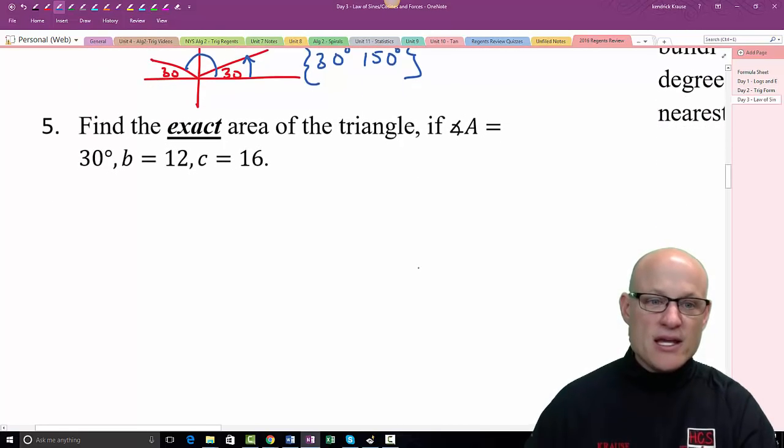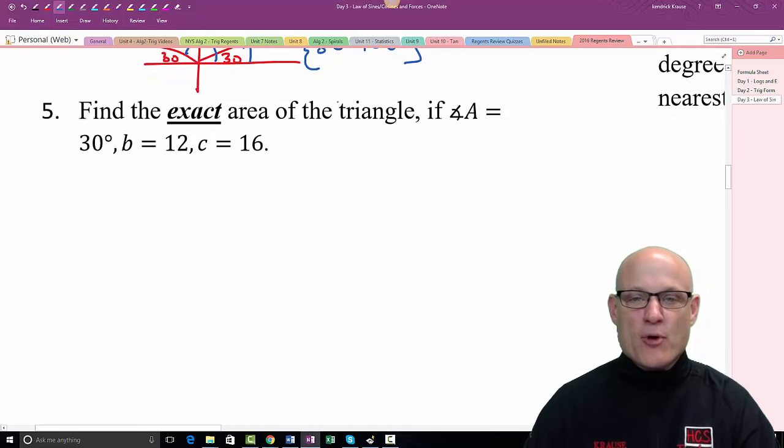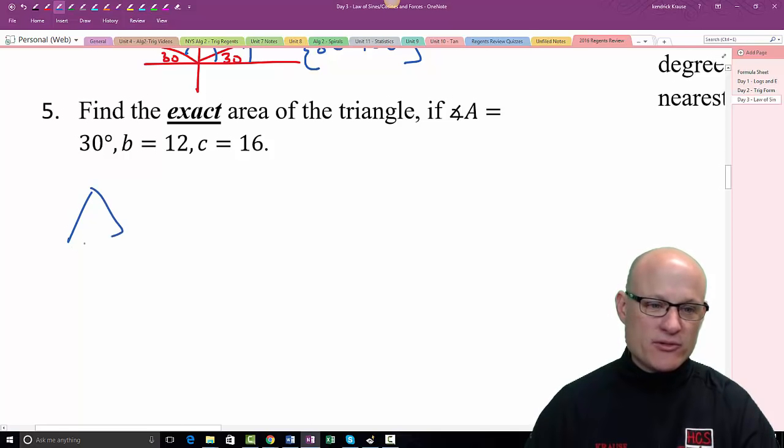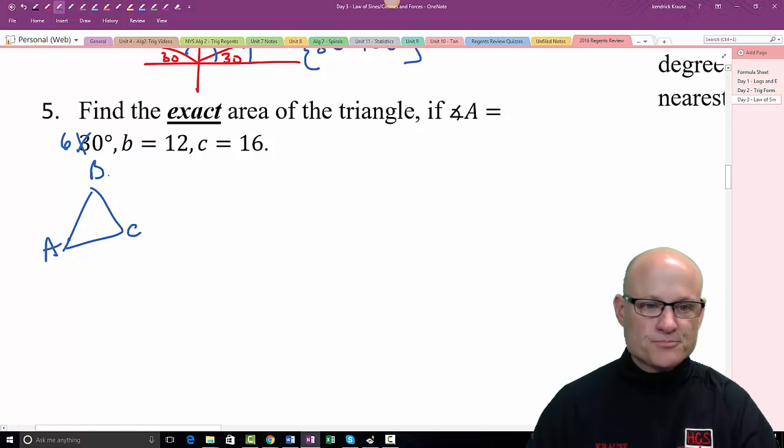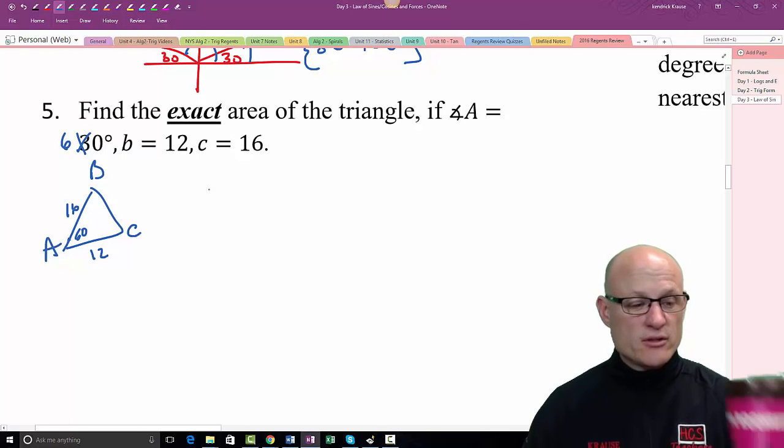All right. The word exact means put your calculator down now. You hear me? So, triangle ABC. Oh, this is a bad example. I'm going to change this to 60, because otherwise it's a stupid question. I can just use my calculator. So B is 12, C is 16, and we're going to call this 60 degrees. So if you did it before, do it with 60 degrees. I'll wait.